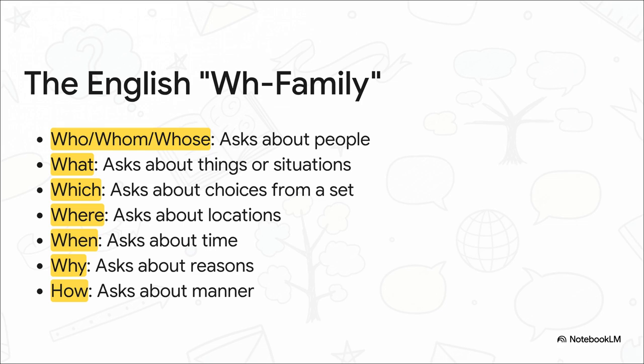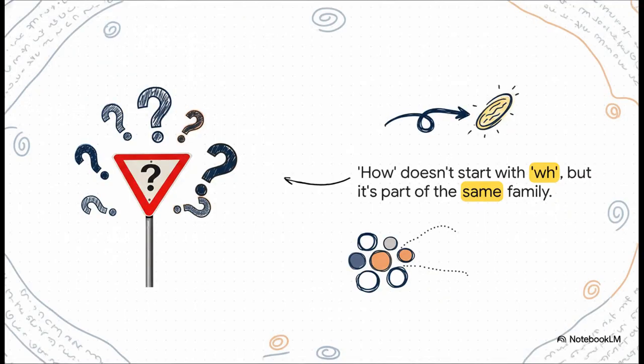And then there's the odd one out. The cousin who apparently didn't get the memo on the family uniform. How. Right? It just stands out, doesn't it? It doesn't start with WH, but we always group it in with the rest. So what's the deal? Is it adopted? Just a rebel? Well, the real story is actually buried deep, deep in the history of language.